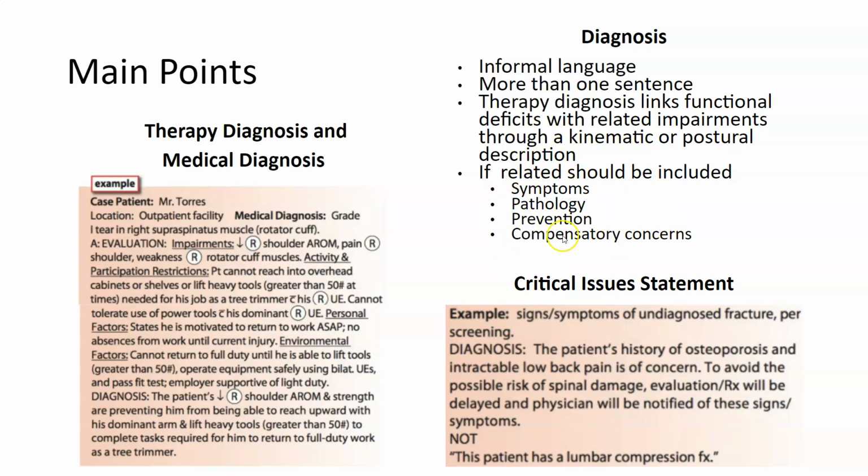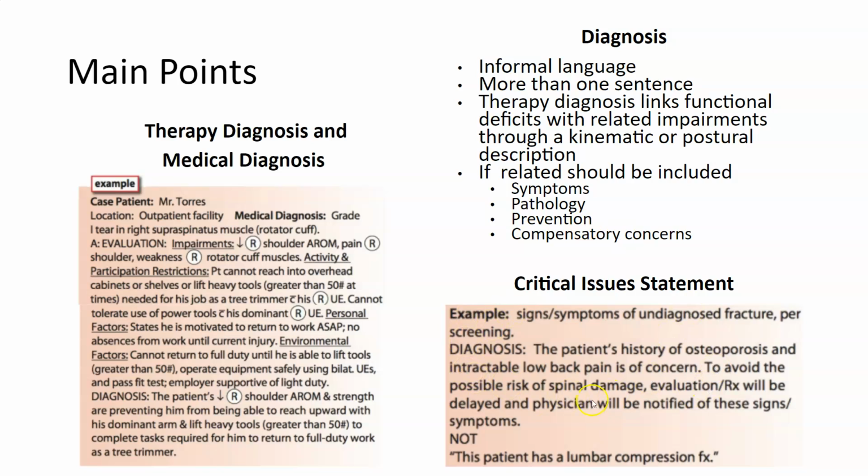Within that, right, we should include in that diagnosis being a therapy diagnosis as well. Some of the symptoms, the medical diagnosis, pathology, any prevention or compensation concerns. Within this area, we also might have a critical issues statement, right? Because this is initial examination, there is the possibility for us to need to refer them back out for additional testing, right? And we don't necessarily want to wait to diagnose or to document until we get that, because we should be documenting each time we see them.